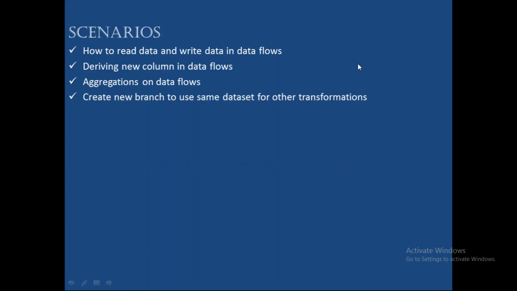Next, we are going to see how to create a new branch to use the same data set for another transformation. Let's say for deriving a new column, I am going to use the same data. For aggregations, I am going to use the same data. So now what you are going to do is create a branch. A branch is nothing but if you want to execute two things in parallel, you are going to create two activities, right?